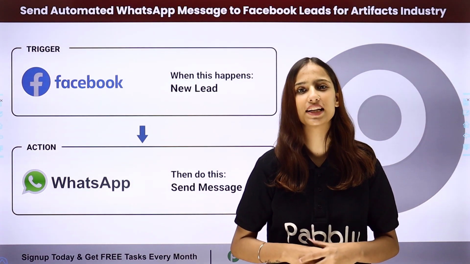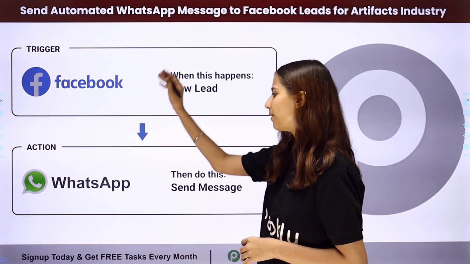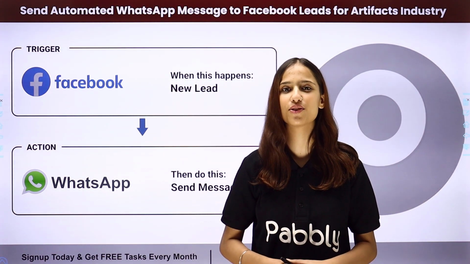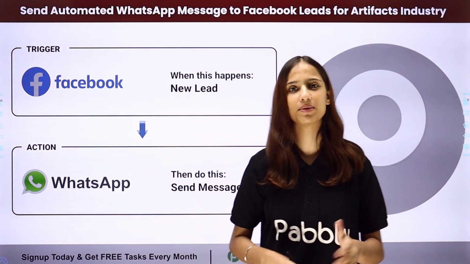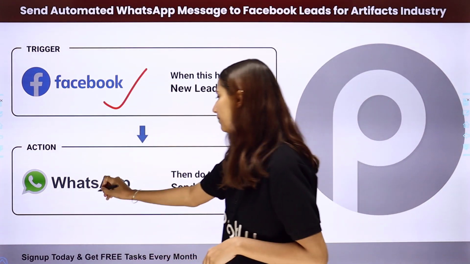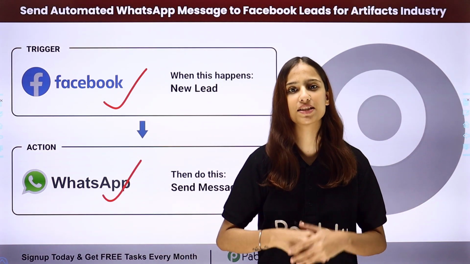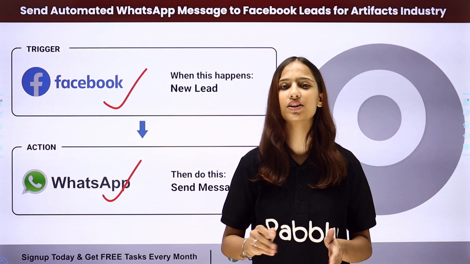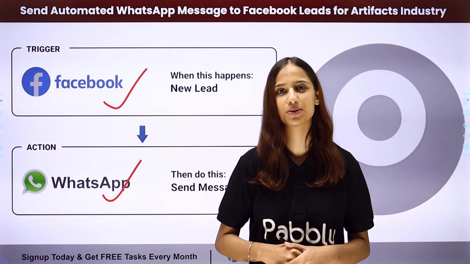So now to do this, I need to build an integration between these two applications, for which I will be using this amazing integration and automation software, that is Pabbly Connect, where my trigger application will be Facebook and my action application will be WhatsApp. So here to send the WhatsApp message, I'm using Interact. You can use any other application as well. So to learn more about this integration, follow me through the screen.